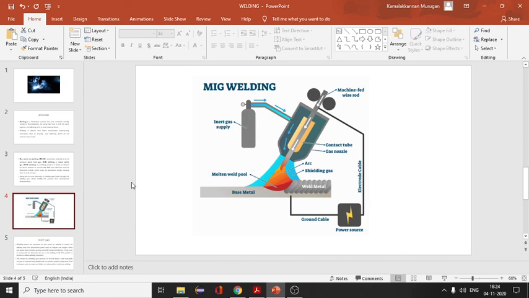And this is not the only variety of welding. If you go on the internet, you may find some different types of welding processes. You can learn about the submerged welding process, and there are many more. With respect to the application, you have to choose the perfect welding process.